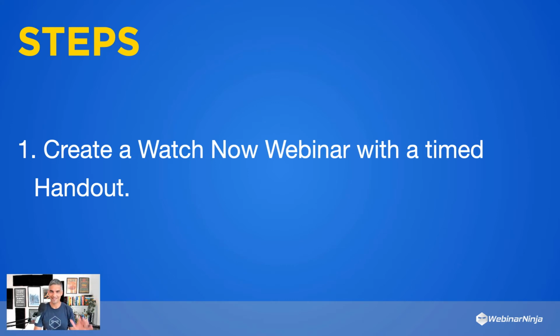So here are the steps of creating that lead generation part of the funnel with Webinar Ninja. This is it. This is not a typo. It's just one step. You're going to create a Watch Now webinar with a timed handout. And I'm going to show you right now. Let's go into Webinar Ninja. I'm going to show you how easy it is to create a Watch Now webinar and make it your lead generation tool.